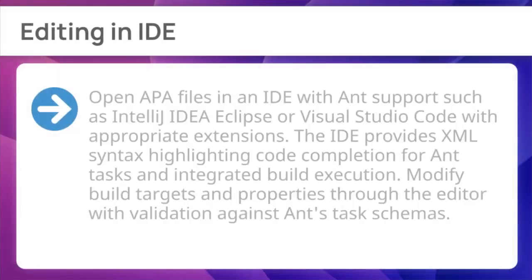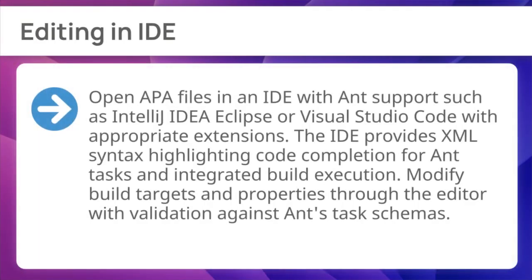First, editing in an IDE. Open APA files in an IDE with Ant support, such as IntelliJ IDEA, Eclipse, or Visual Studio Code with appropriate extensions. The IDE provides XML syntax highlighting, code completion for Ant tasks, and integrated build execution. Modify build targets and properties through the editor with validation against Ant's task schemas.